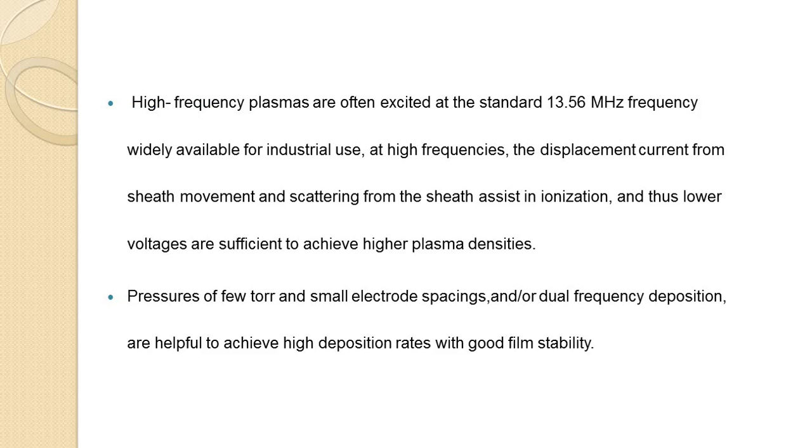Thus one can adjust the chemistry and ion bombardment in the deposition by changing the frequency of excitation or by using a mixture of low and high frequency signals in a dual frequency reactor. Excitation power of tens to hundreds of watts is typical for an electrode with a diameter of 200 to 300 mm. Capacitive plasmas are usually very lightly ionized, resulting in limited dissociation of precursors and low deposition rates.